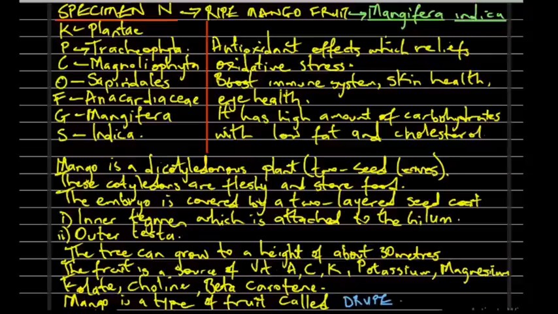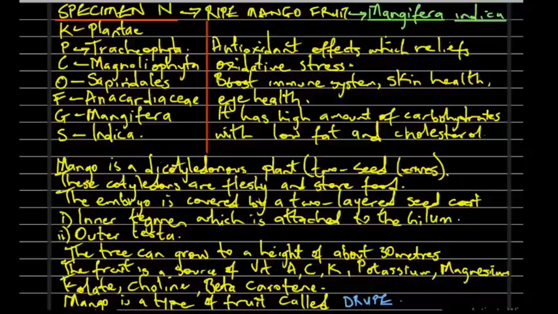So our next specimen is specimen N, which is a ripe mango fruit. So what is a ripe mango fruit? It is called Mangifera indica. Now looking at its classification, it is Plantae. The phylum is Tracheophyta, the class is Magnoliopsida, and the order is Sapindales, while the family is Anacardiaceae. The genus is Mangifera, while the species is indica.